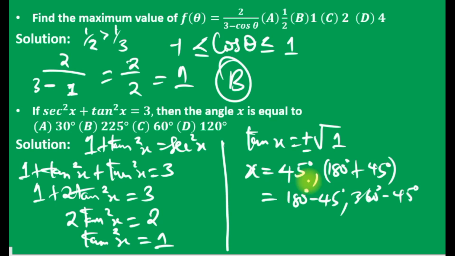So there is no 45 here. There is no 135. So the answer is B. So this has 4 values, but they gave us only the third quadrant value. So if it's 45, it's also correct. If it's 135, correct. If it's 315, it's also correct. So the answer is B.